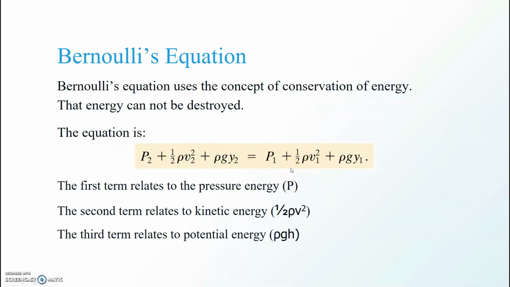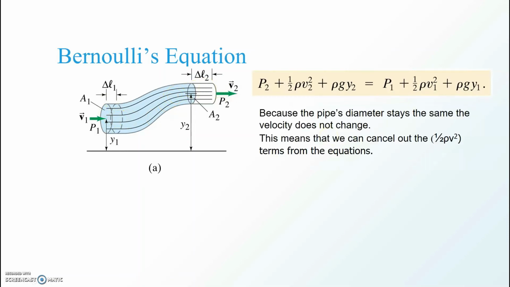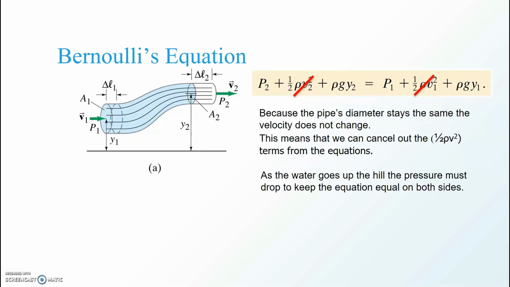You can't lose energy. So Bernoulli says that, let's say for instance you have a pipe, and it starts at a lower height and it goes to a higher one. Because the pipe's diameter stays the same, the velocity does not change. So that means I can get rid of my velocities. But this means that we can also cancel out the 1/2 rho v squared term.